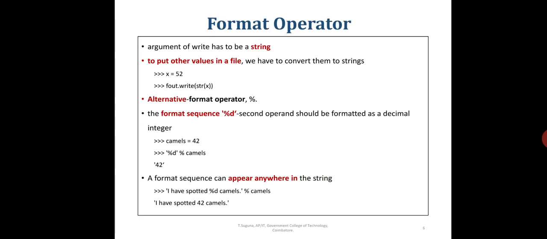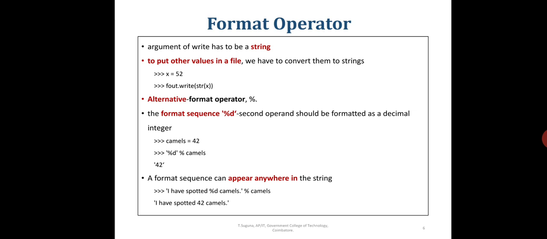Then the format operator, which is used to handle files with other types of arguments. The default argument for a file is a string. Suppose we are going to handle other types of arguments, then we use the format operator. The argument of write has to be a string. So if we want to put other values in a file, we have to convert them to a string. The easiest way to do this is using the str function.